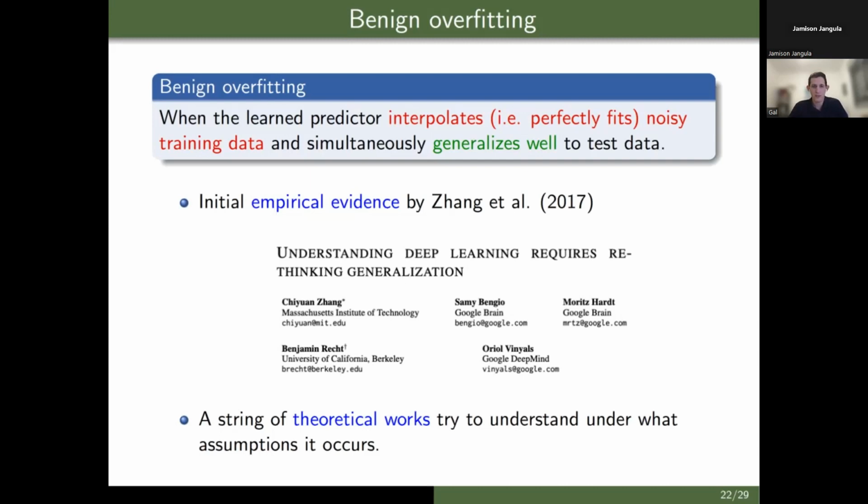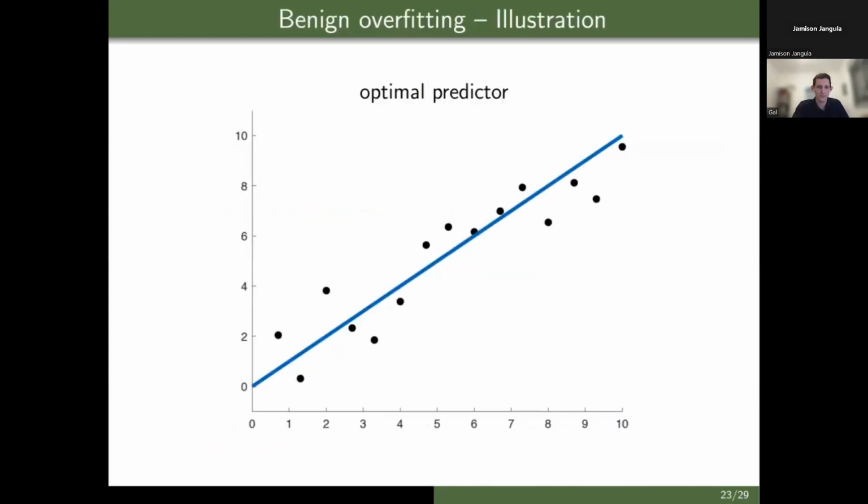And starting from this empirical work, there have been a huge number of theoretical works that tried to understand under which settings, under what conditions, this phenomenon of benign overfitting happens. And indeed, this phenomenon of benign overfitting seems like a very fundamental question for understanding generalization in deep learning.